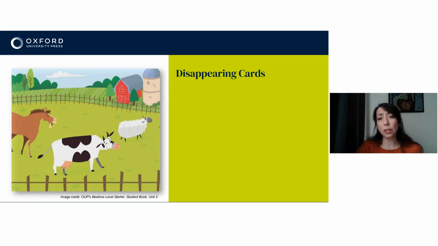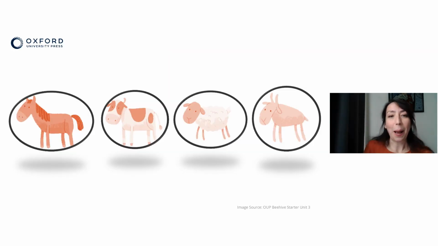So this is called disappearing cards because the cards will disappear. So here, as you can see, there are 4 flashcards of some farm animals. It is generally suggested to have 4 to 6, because more might be a little bit more challenging for the students. So if you're teaching 3 or 4-year-olds, let's say 4 flashcards might be better.